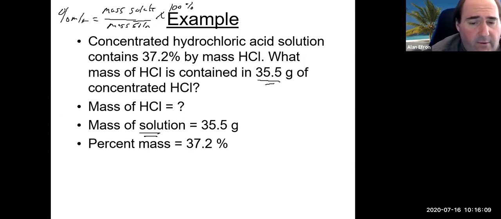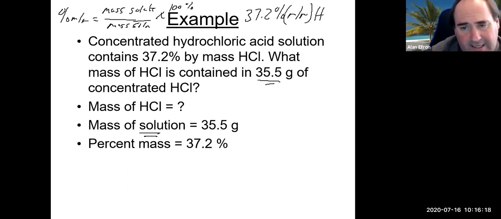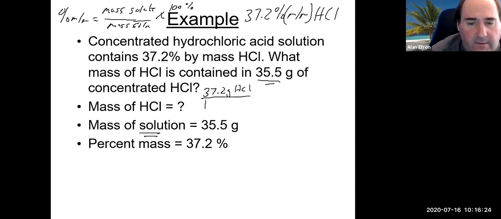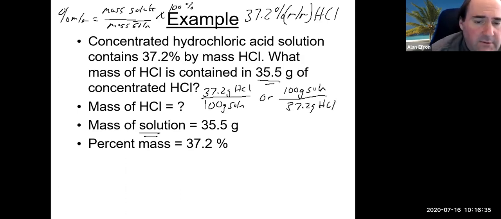So I'm going to do it that way. If I have 37.2% mass to mass HCl, what that essentially means is I have 37.2 grams of HCl in 100 grams of solution. Or if I needed it, I could do it the opposite way: 100 grams of solution, 37.2 grams of HCl. So I know I'm starting with 35.5 grams of the solution.